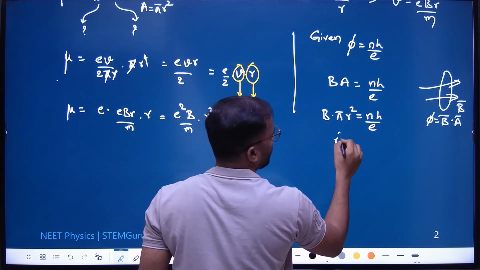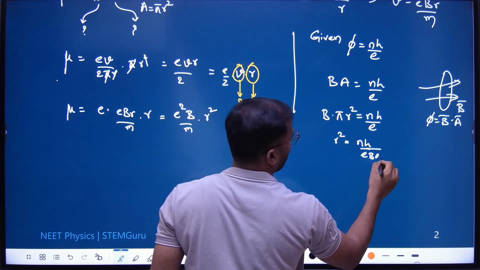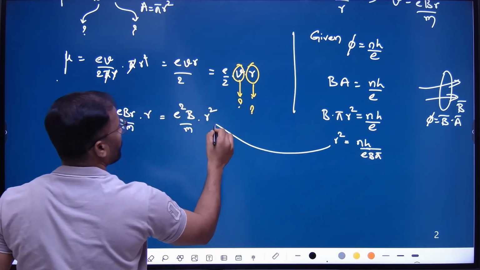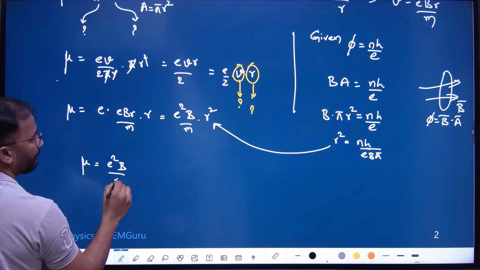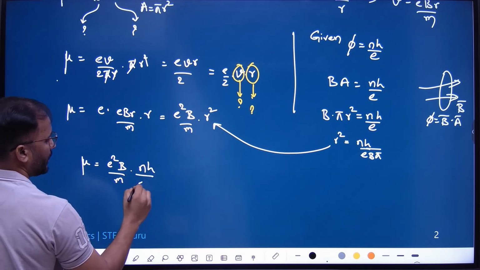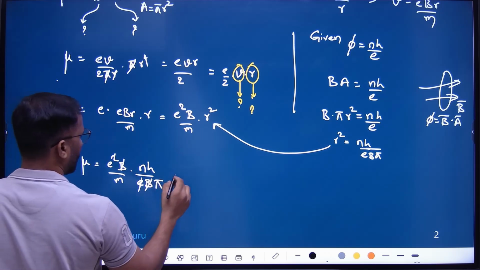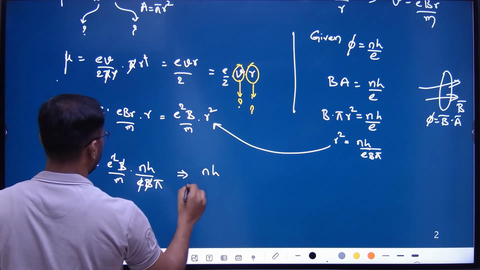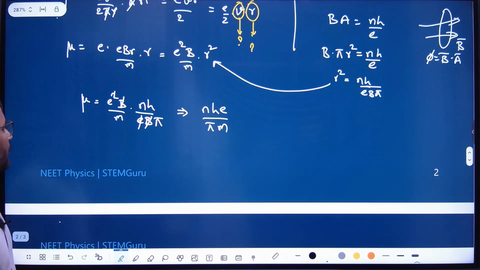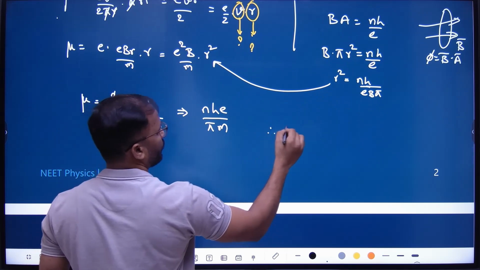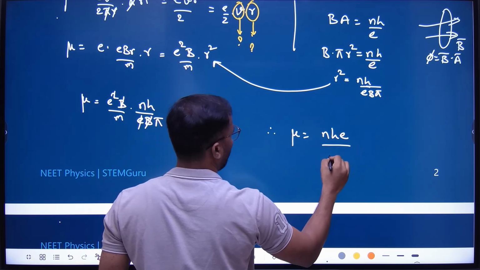And from here I can get the r square value, nh by eBpi. Let me substitute this r square over here. So mu is equal to e square B by m into nh by eBpi. e gets cancelled, B and B get cancelled. So what do we get? This will be equal to nhe by pi m. This is what you get. Therefore mu, the magnetic moment, is equal to nhe by pi m.